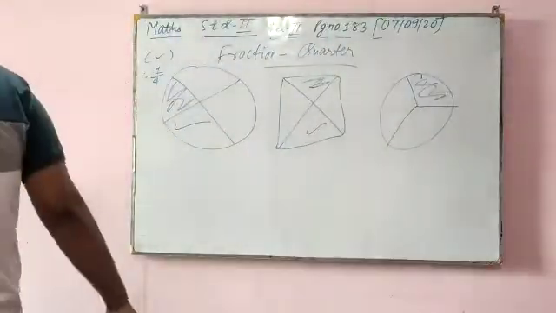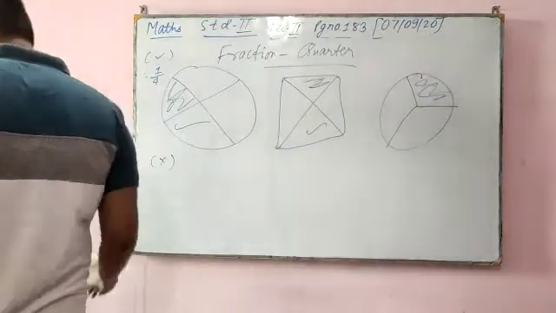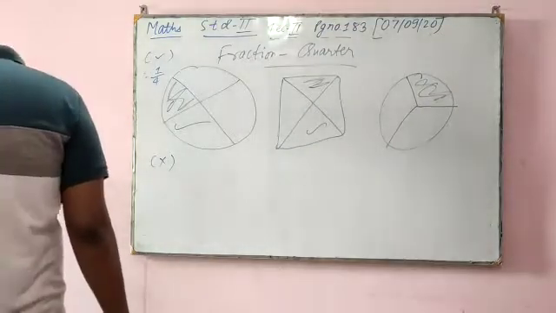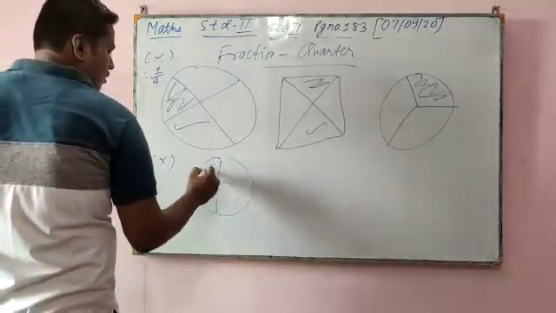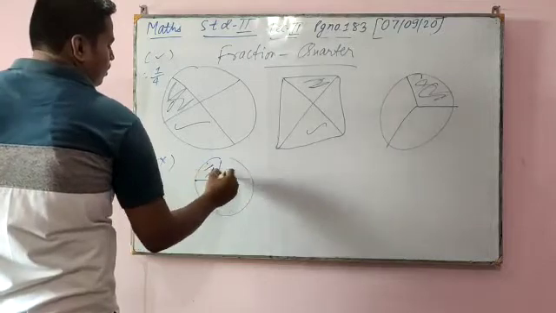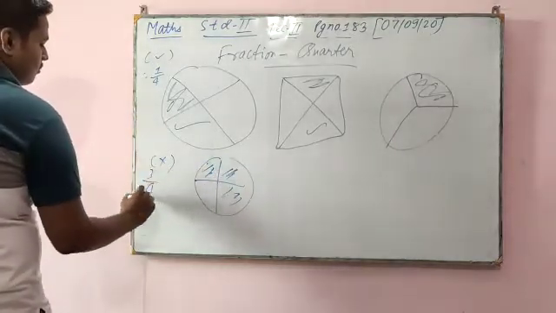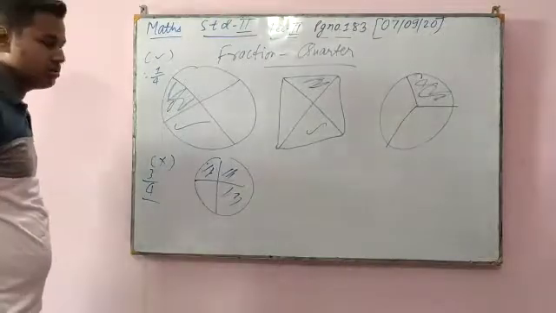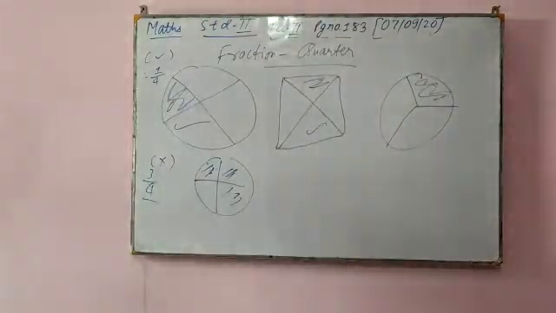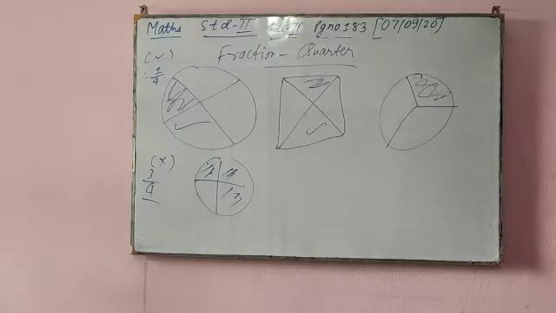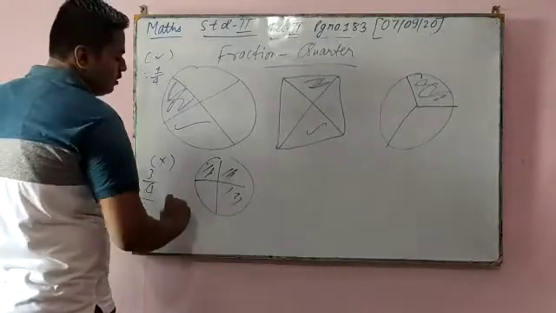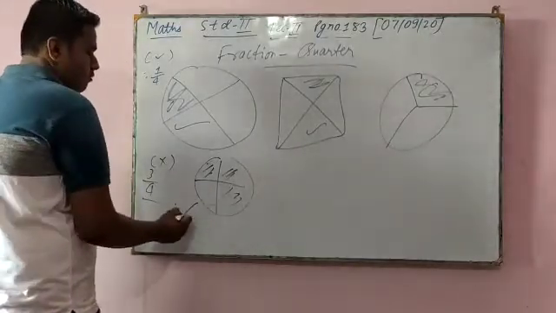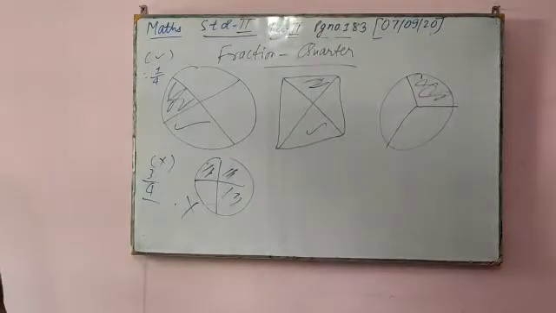Same, when you go to the second question, you have to put a cross mark on the picture where the 3 by 4 portion is shaded. Like one example, see 3 by 4. It is asking for 4 parts. Here 1, 2, 3, 4 are there. How many parts are shaded? 3 parts. So if the 3 by 4 portion is shaded, put a cross mark, not a tick. With the help of this example, solve all the questions.